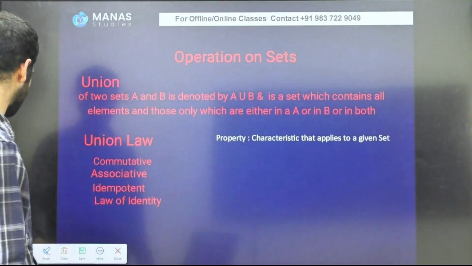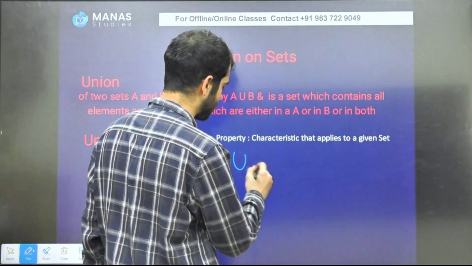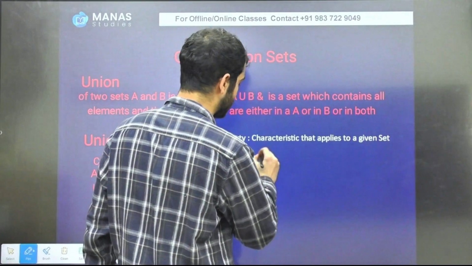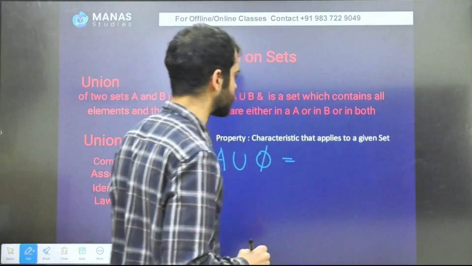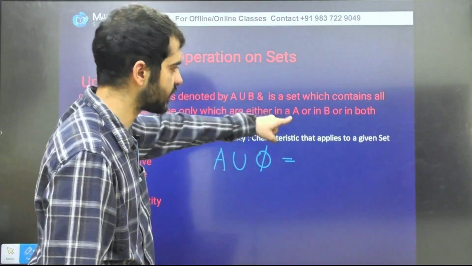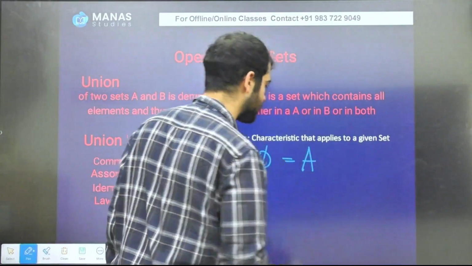Now let's look at the law of identity. It states that if I take the union of set A with the empty set, what will the elements be? Either in A or in the empty set or in both. Since all the elements are present in A, it will be written as A.